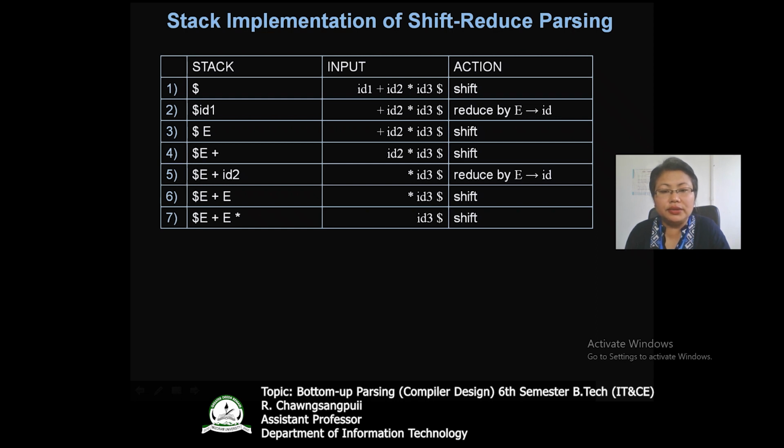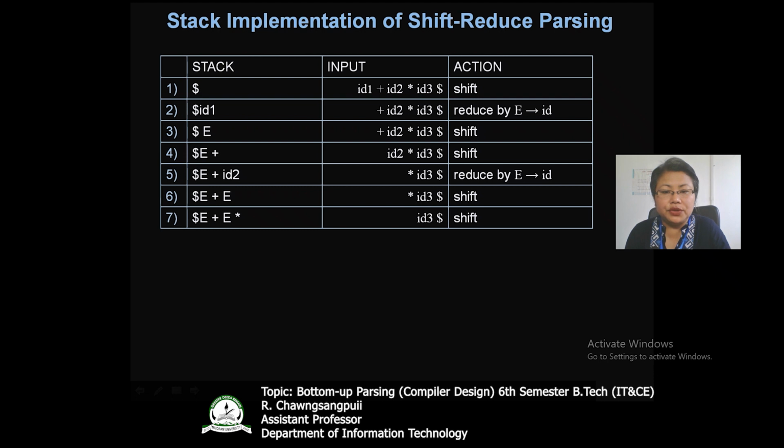So now what I do again is I shift ID2 onto the stack. So ID2 is here, and our input string will be into ID3, followed by the dollar. And then what I can do is reduce this ID2 by the production E can have the form ID. So you have here the stack contents becomes E plus E.